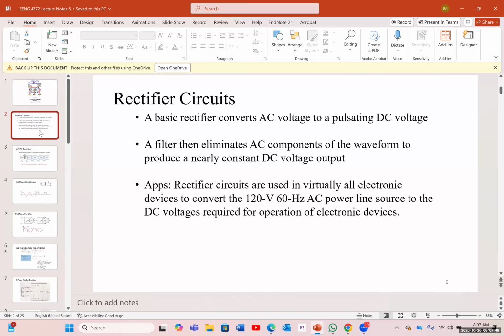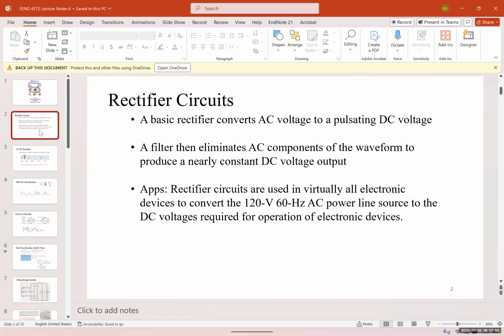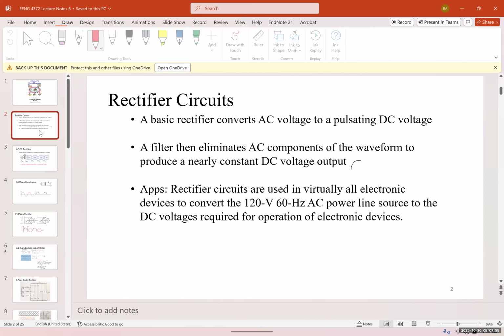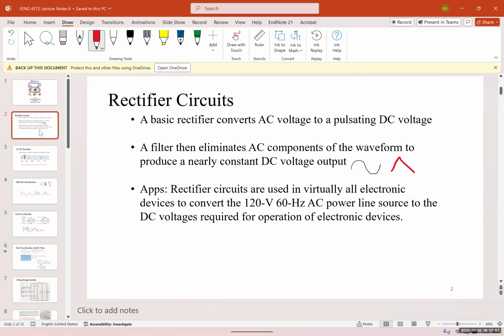So the final goal is to go from AC, and that could be any type of AC. We can have a sinusoid, we can have a triangle, any type of AC to a perfect DC signal.